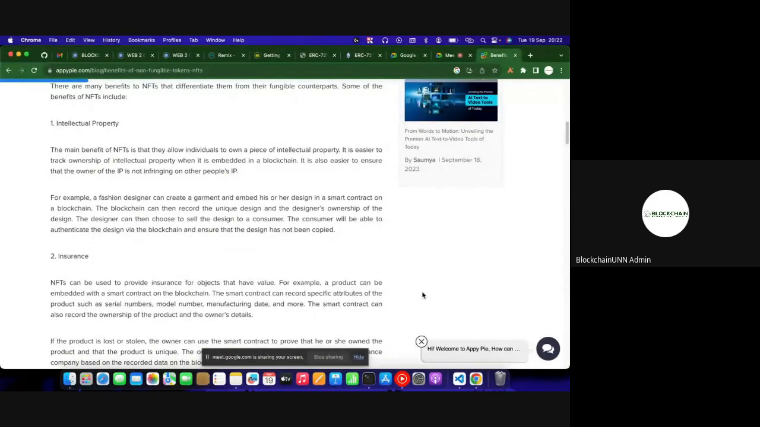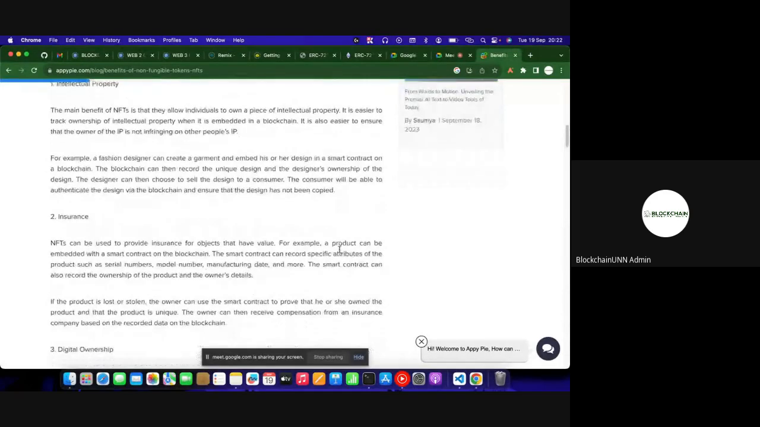patent my work on the blockchain. Create an intellectual property of my work on the blockchain. And anybody I want to sell that particular work to can go to the blockchain to confirm that, okay, this work was done by this person, this work is legit, he didn't copy it from someone else, something like that. So that's a very important benefit of NFTs.